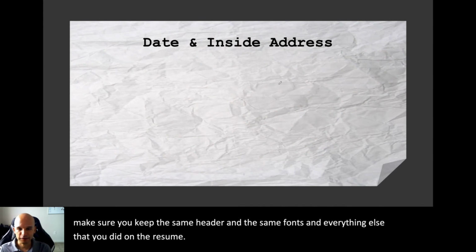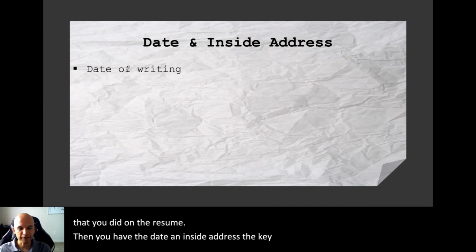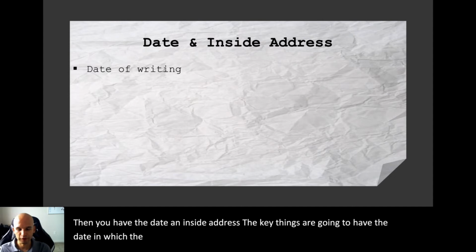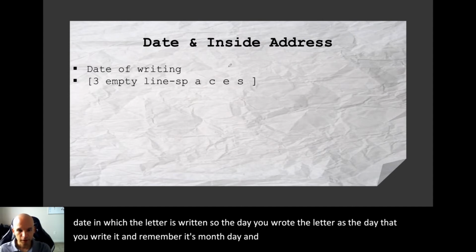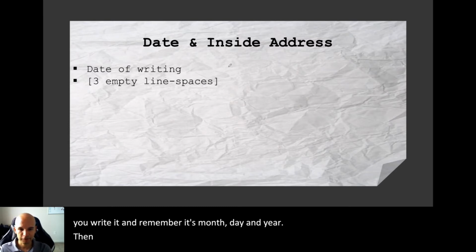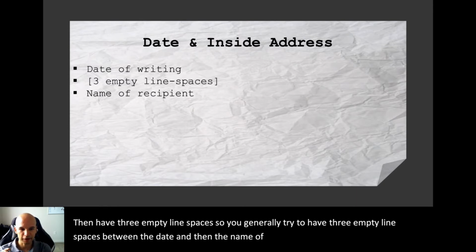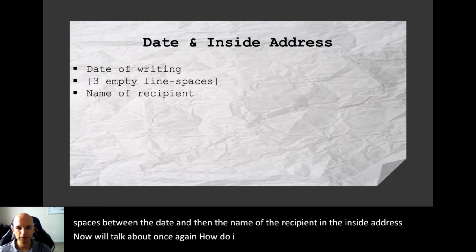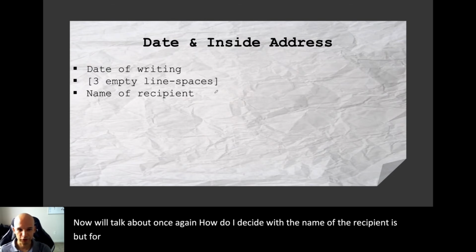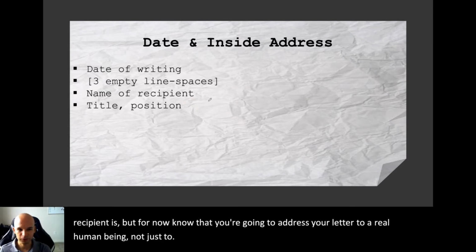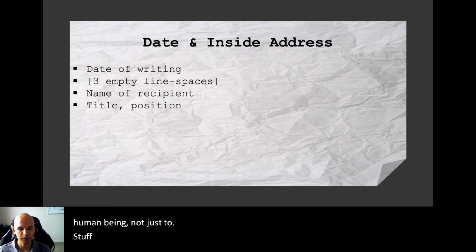Then you have the date and inside address. The key things are, you're going to have the date on which the letter is written. So the day you write the letter is the date. And remember, it's month, day, and year. Then have 3 empty line spaces between the date and the name of the recipient in the inside address. Once again, we'll talk about how to decide who the recipient is. But for now, just know that you're going to address your letter to a real human being, not just to a generic title. Then you put the person's title and position.